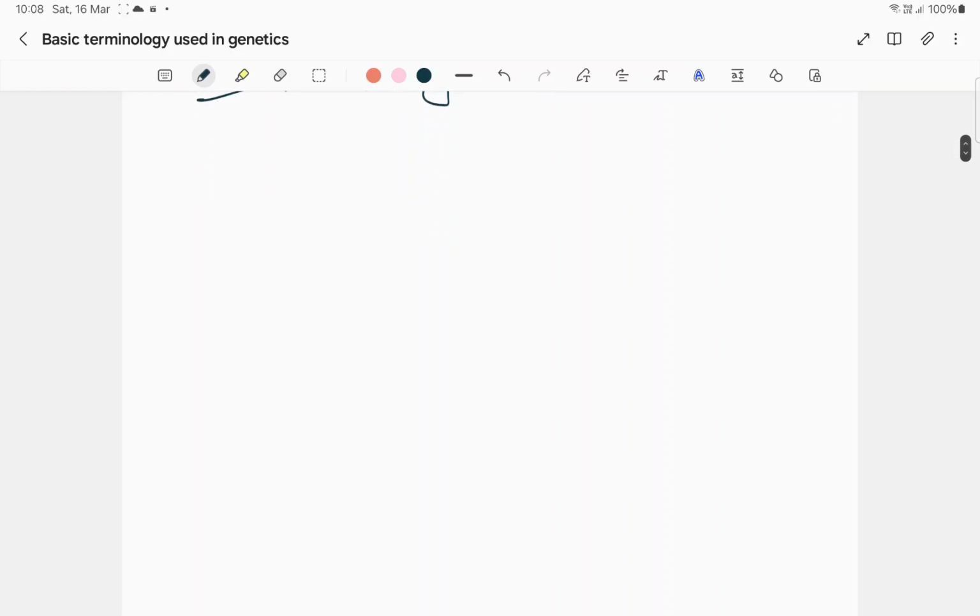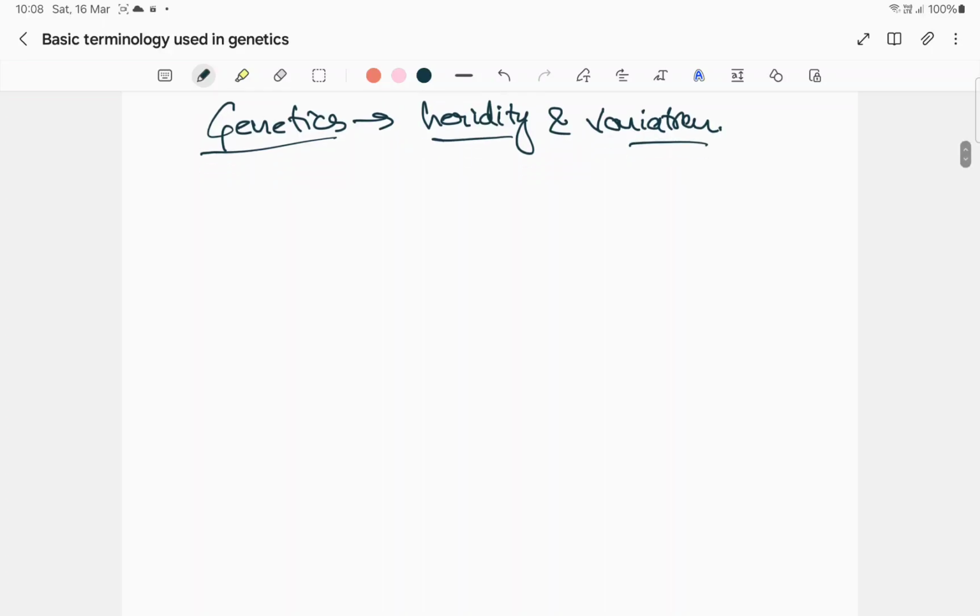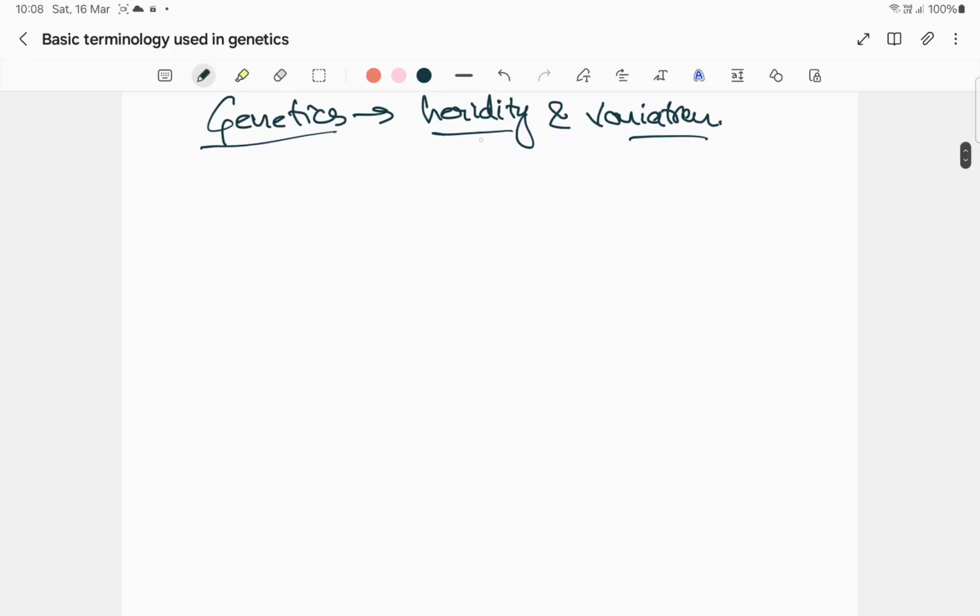Before starting the topic, we have to get to know what genetics is. Genetics is a branch of biology which deals with the principles of heredity and variation. Now we'll discuss this. What is heredity? Heredity generally means transmission of character from one generation to the next generation.